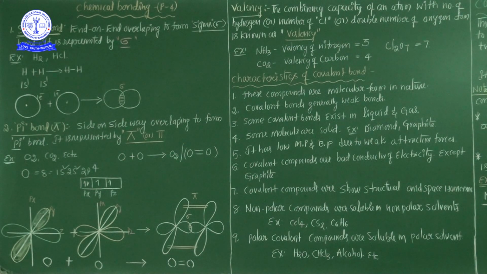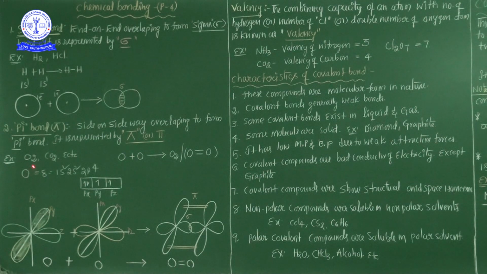But how is this type of bond formed? Side-on-side overlapping. For example, two orbitals are approaching each other. One orbital's side and another orbital's side are involved in the overlapping, hence one bond is formed. That bond is nothing but the pi bond. Now, from a pi bond category point of view, some examples are there. See here, oxygen molecule, carbon dioxide molecule. You are observing a pi bond in the oxygen molecular structure.